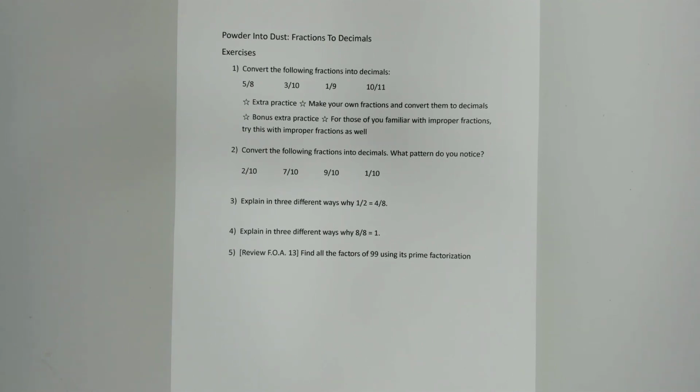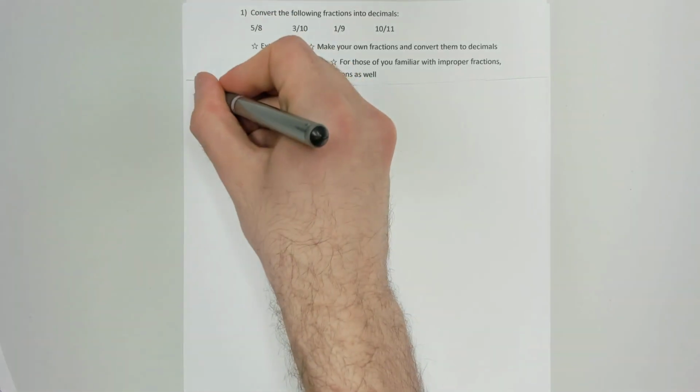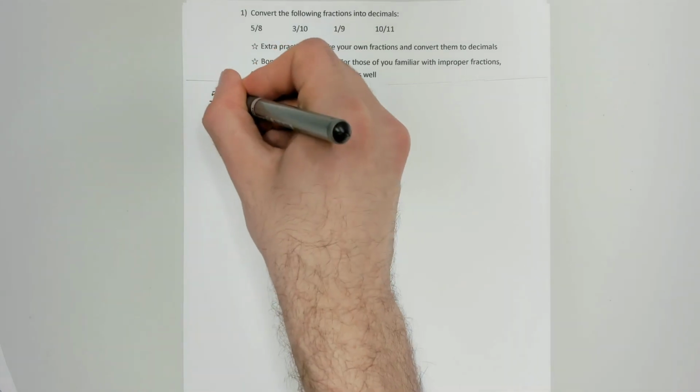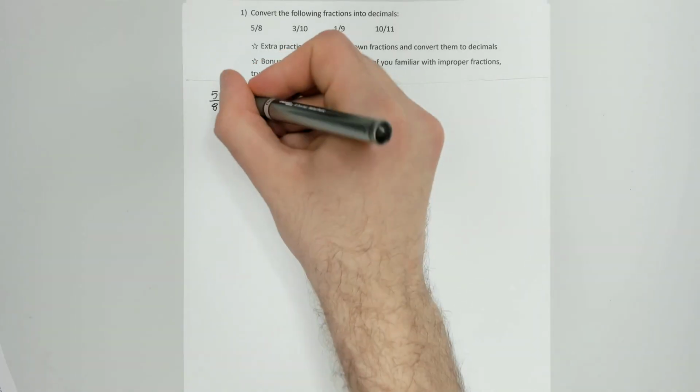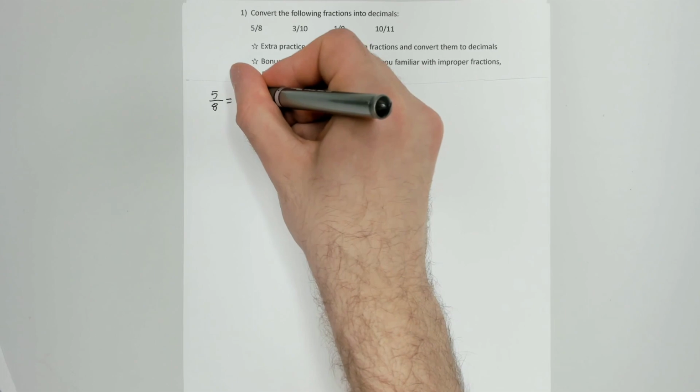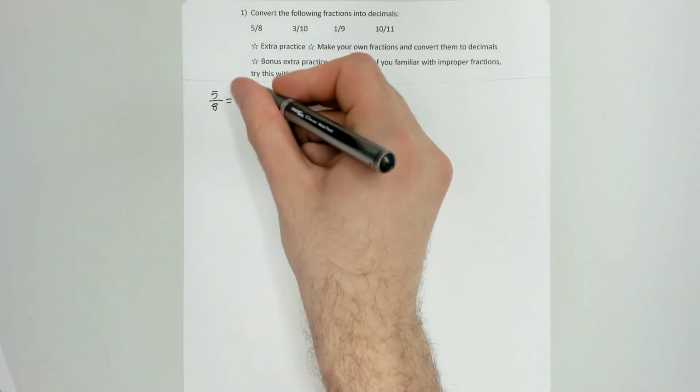Alright, so assuming you've done that, let's give it a shot. Alright, question 1. Convert the following fractions into decimals. So the first one we have is 5/8. And again, we saw that we can think of fractions as division. So 5/8 was the same as 5 divided by 8. So we just need to compute that.